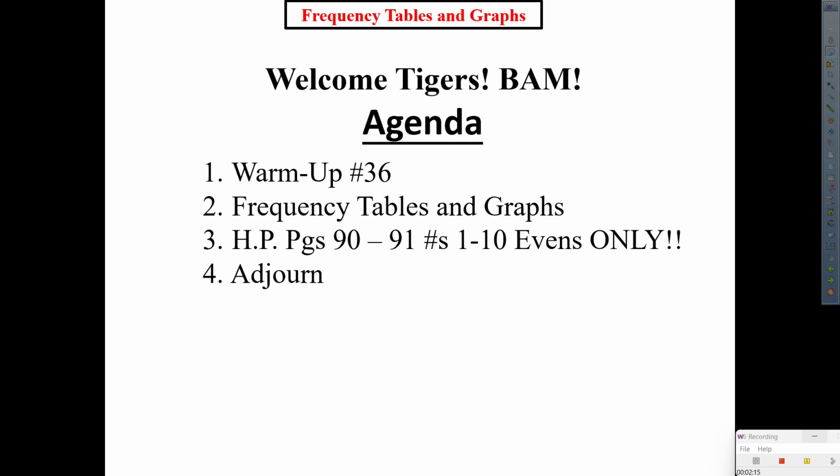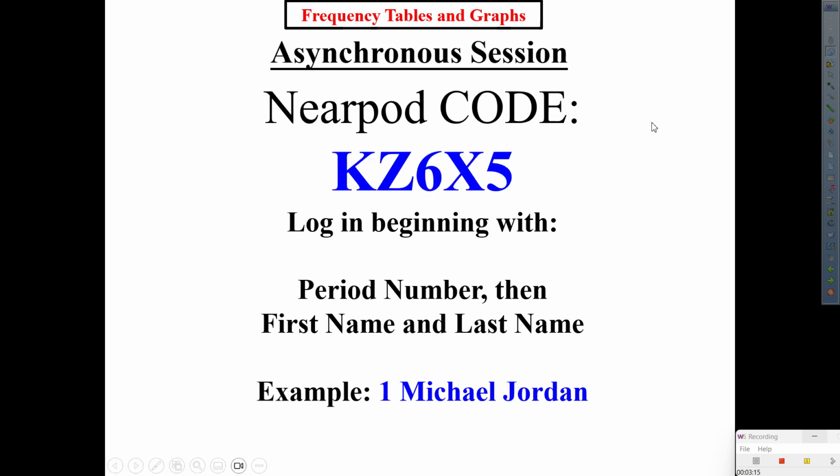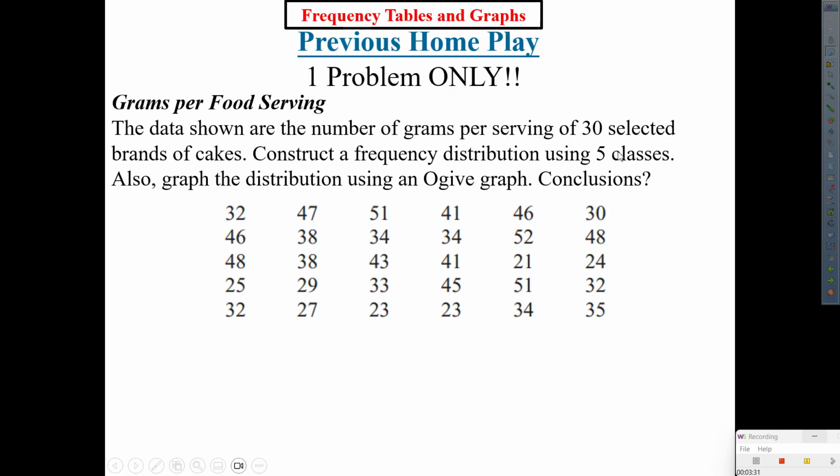Once again, warm-up 36 done. Frequency tables and graphs. Tonight's homework, pages 90, 91. Numbers 1 through 10, evens. Copy this code to access the homework. KZ6X5.